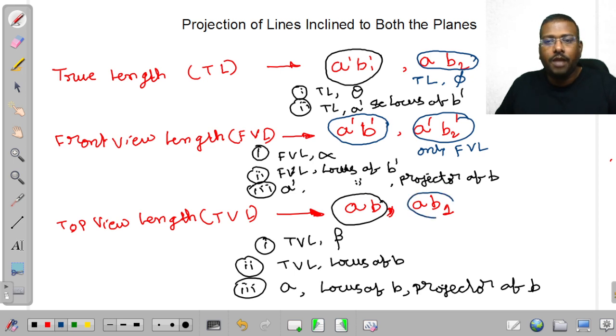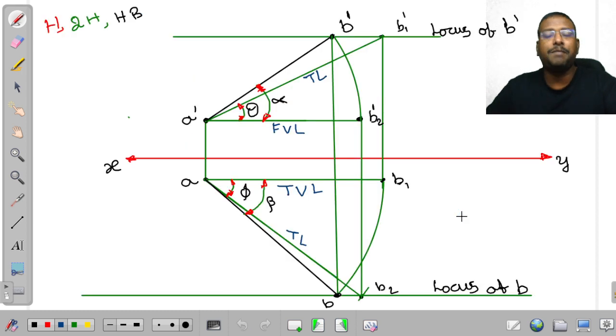Sir, what about AB1? For getting AB1, only the top view length is required. The remaining is not required, sir, because it is parallel to XY line. So AB1 is parallel to XY line, and for this the length is sufficient. There is no need of any angle.